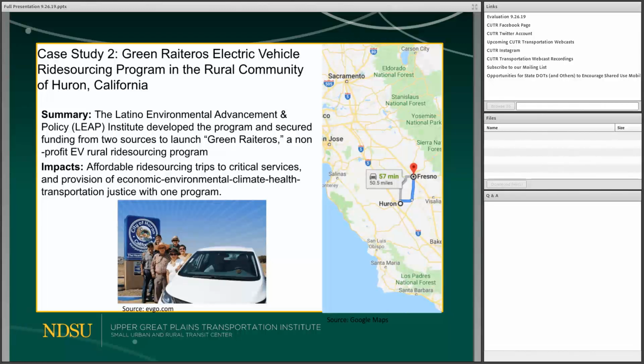The Huron community already had an indigenous Uber-kind of service, an indigenous ride sourcing service called Ride-A-Rose, where retired farmers provide rides to local residents. The maximum distance for the service was to Fresno, California, like the Google Maps shown here, a nearby city located 1 hour away.